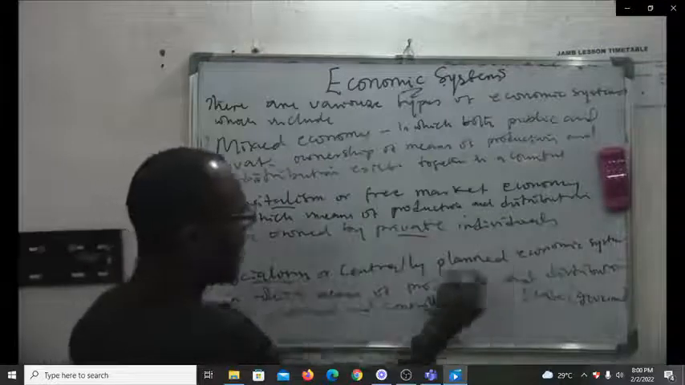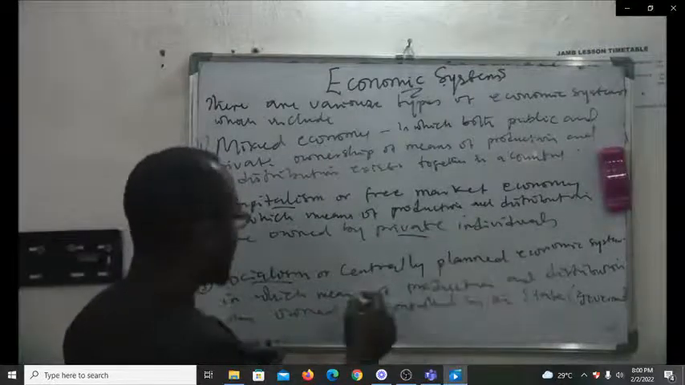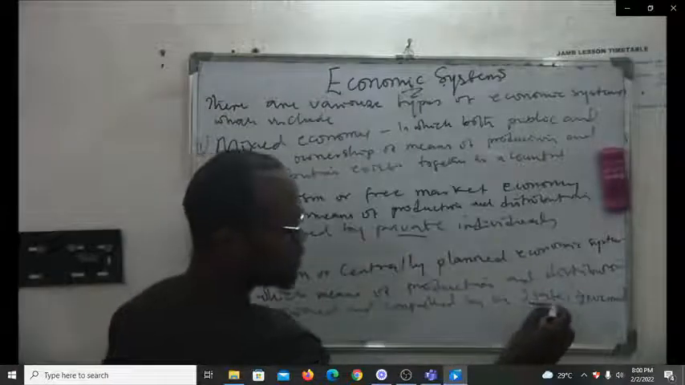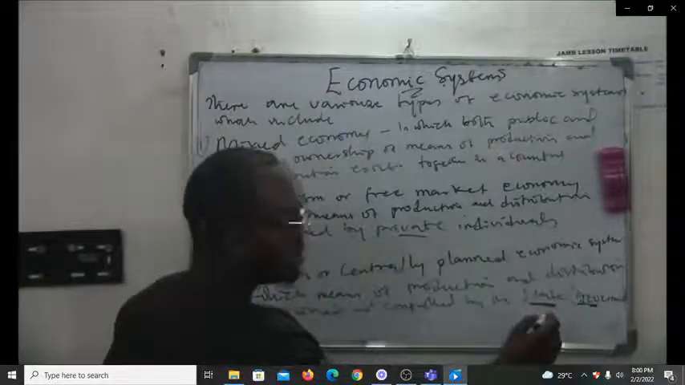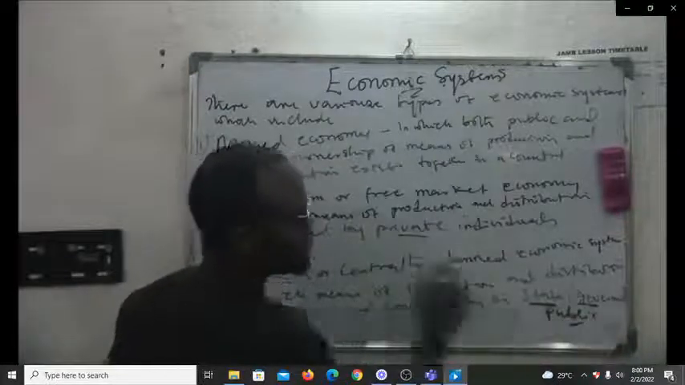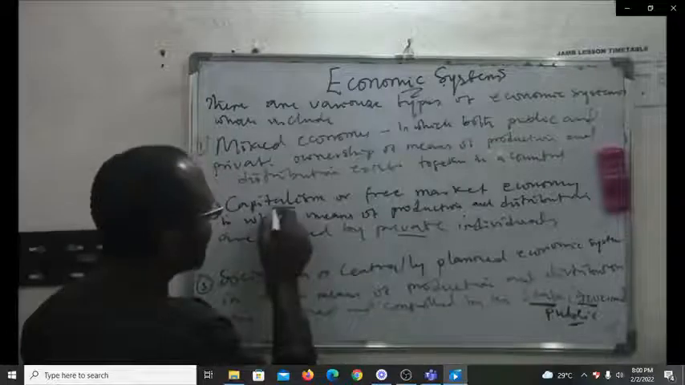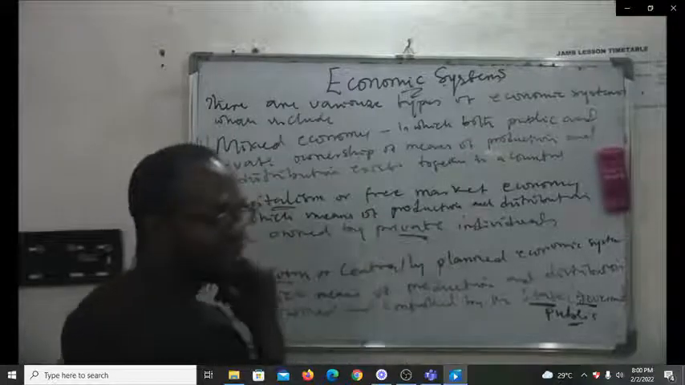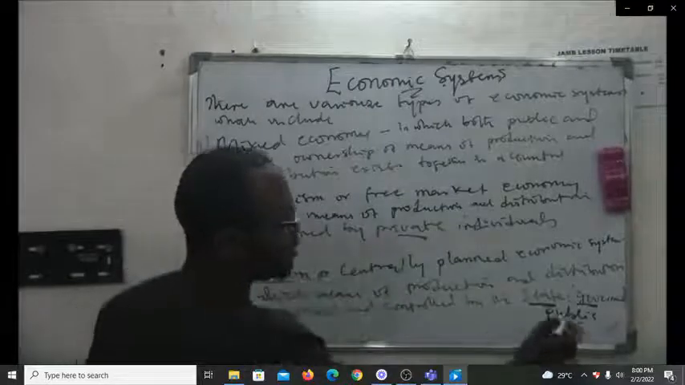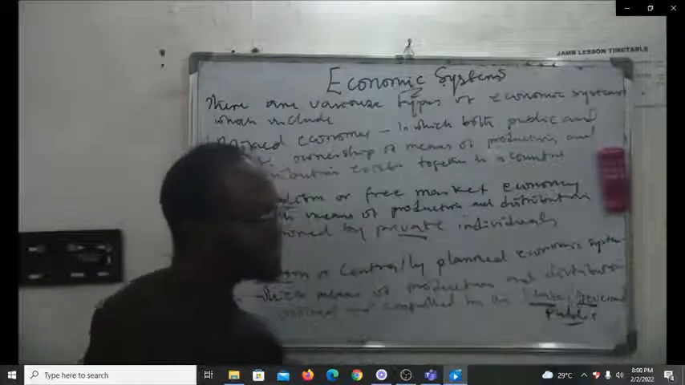Socialism, or centrally planned economy, the means of production and distribution is controlled by what? The state or government. You understand? Or the public sector. Is that clear? So in capitalism, you have private individuals handling the means of production and distribution. In socialism, you have public individuals or the state.